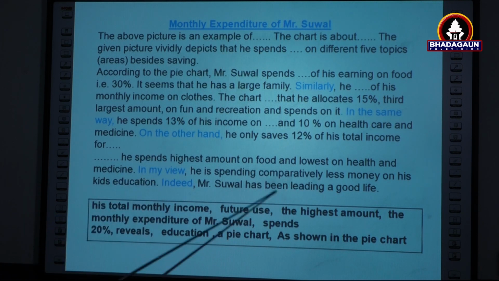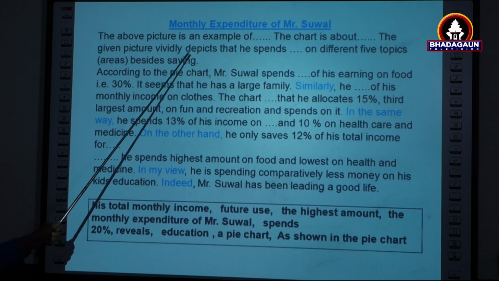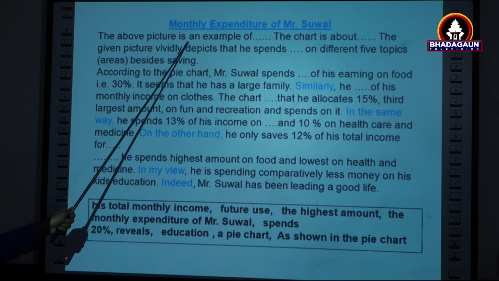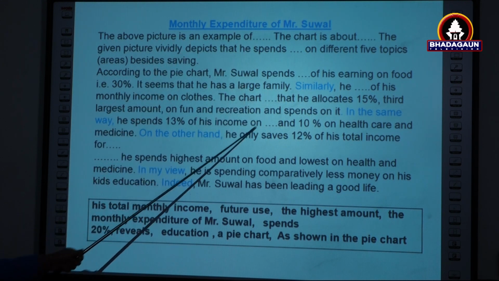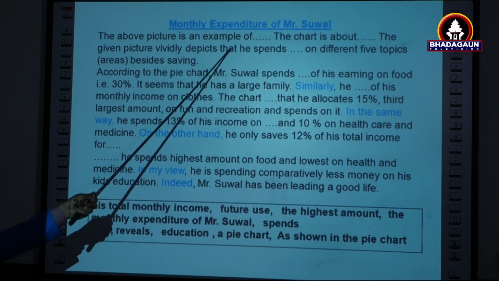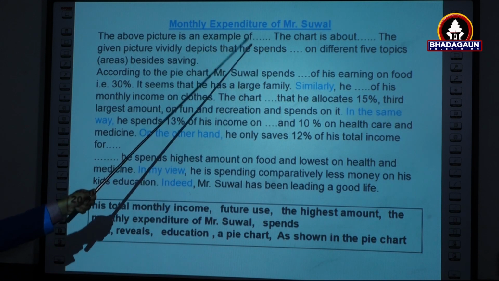Suppose this is the answer sheet. So the first one, these first two sentences, are the introductory paragraph. The second paragraph is the body. The third one is the conclusion, comparing and contrasting. Compare, contrast and conclusion. Right? So I have divided the whole answer into 3 paragraphs based on that picture.